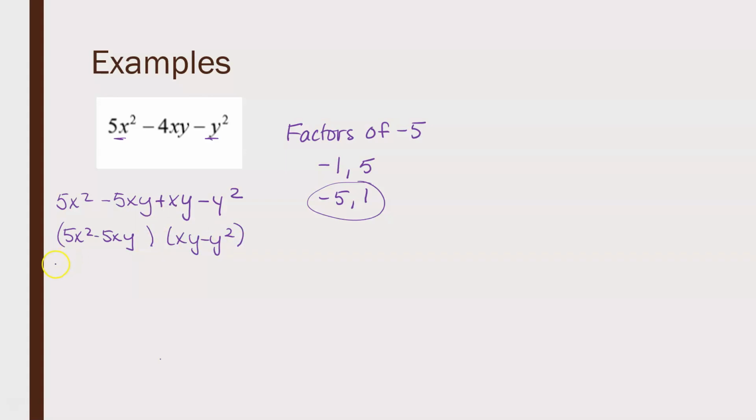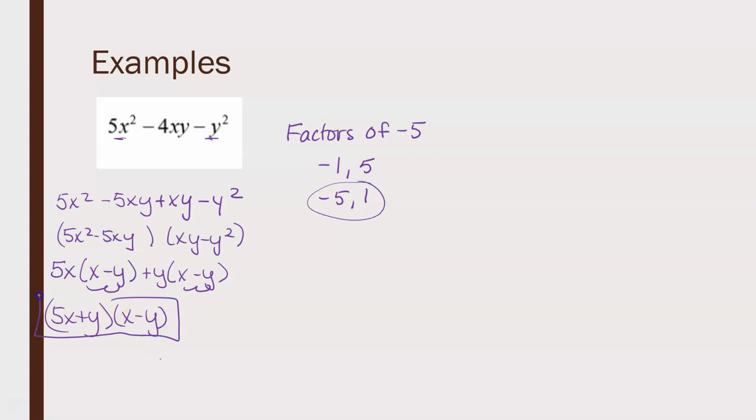We'll see. So I'm going to pull out of here 5x. That's my greatest common factor. And inside I have left x minus y. So here I'm going to pull out a positive y. So I have x minus y left. So these are the same. So I have 5x plus y as one of the groups, and x minus y as the other group.